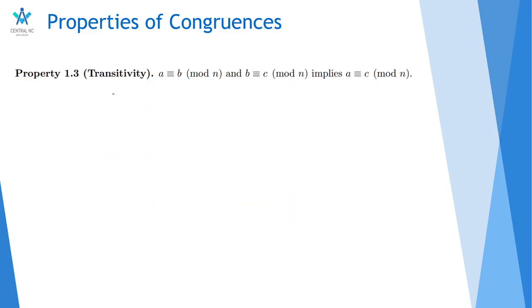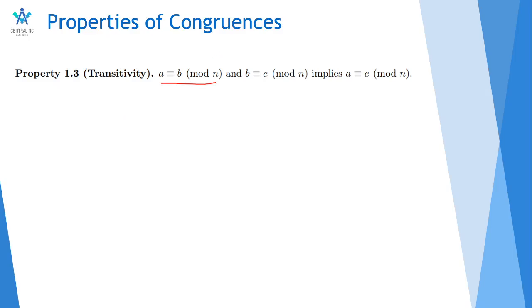Let's move on to property 1.3, transitivity. If A is congruent to B mod n and B is congruent to C mod n, that implies that A is congruent to C mod n. It's the same thing as saying if A is equal to B and B is equal to C, then A is equal to C. That's a property of normal equalities, the property of transitivity. So let's prove it for modular arithmetic here.